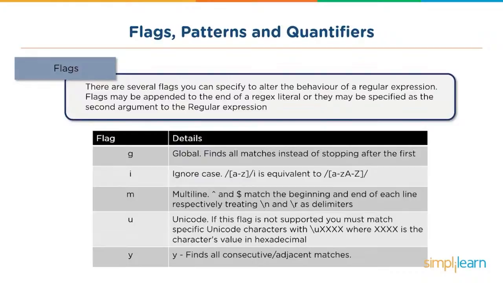You have G, which is the global flag. Now this finds all matches instead of stopping after the first. Alright. Then you have I, which is ignore case, which makes the entire expression case insensitive. And then you have M, which is multi-line. So the caret and the dollar match the beginning and the end of each line respectively. Then you have Unicode. And if this flag is not supported, you must match specific Unicode characters. And then finally you have Y, which finds all the consecutive or adjacent matches.